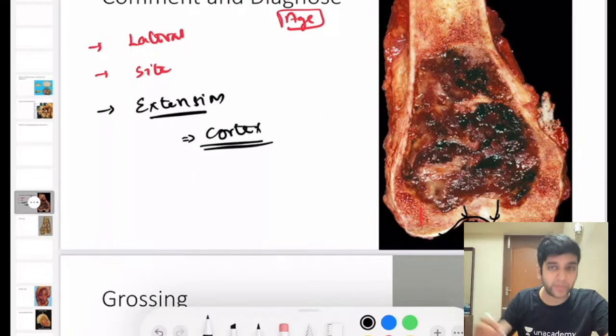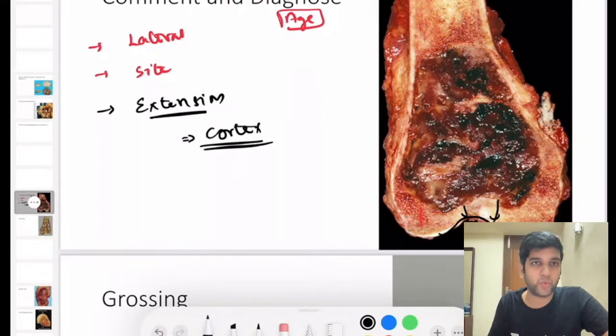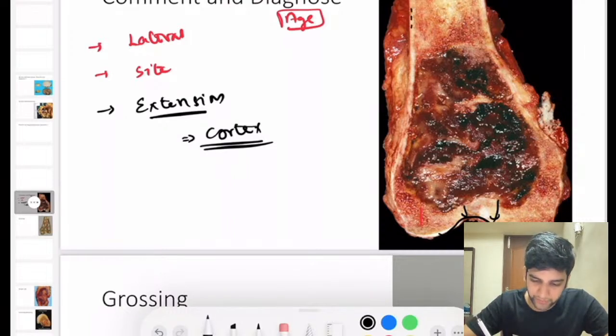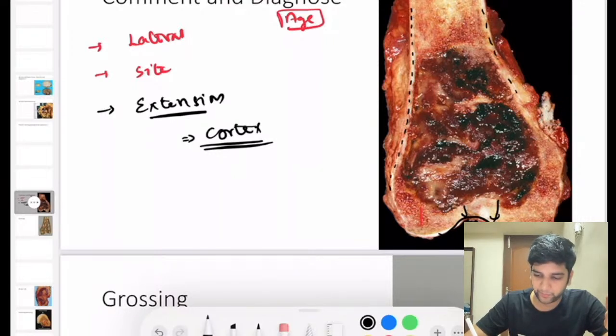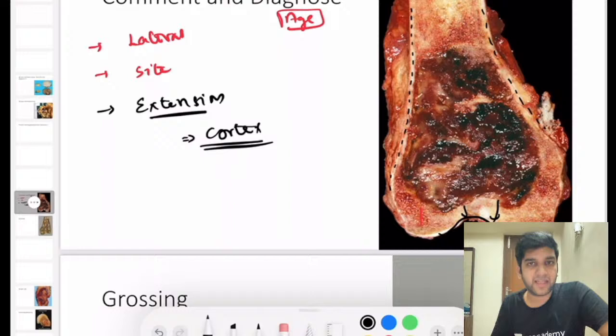See, this is very, very important. This is what is going to tell you what's happening in this lesion. In this image, the cortex is intact or it is breached. This is your bony cortex. It's very, very important to comment on the bony cortex to come to a diagnosis. Because most of you have called it an osteosarcoma. Here the cortex is intact or breached? Can I say in this image the cortex is intact? It is intact? Yes.